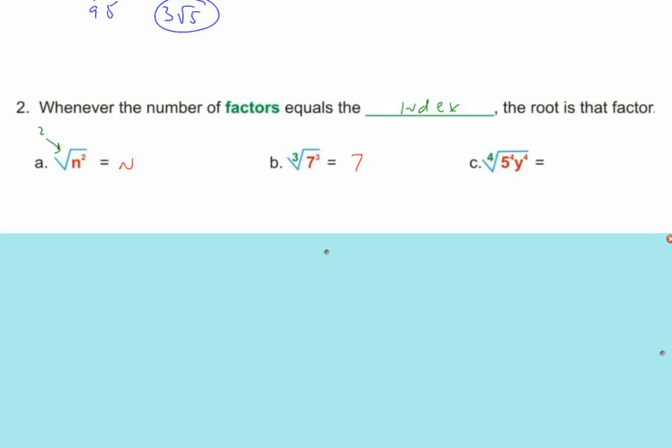The cube root of 2.7 times 2.7 times 2.7 is 2.7. The cube root, how about this one? Think mentally. What's the cube root of y squared times y squared times y squared?